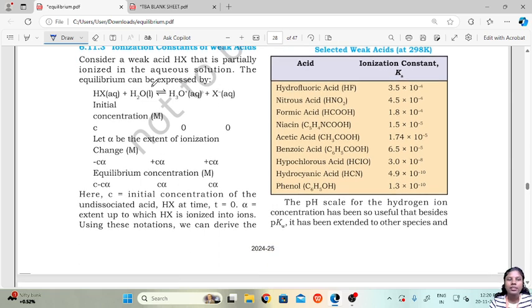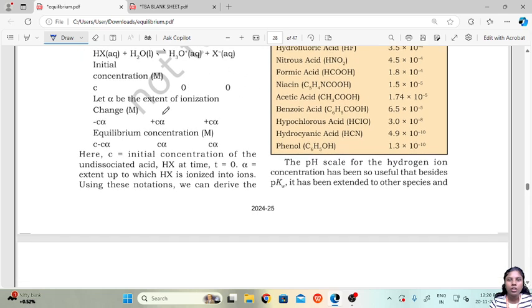So what we are saying is that we have a weak acid, say HX. Now we are saying it is partially ionized in aqueous solution. So in aqueous solution we have considered water, and then we are getting the hydronium ion and the X minus that is left over. Now if we consider their initial concentration in molar, the initial concentration is going to be 0 and 0 because the reaction has not actually started to occur.